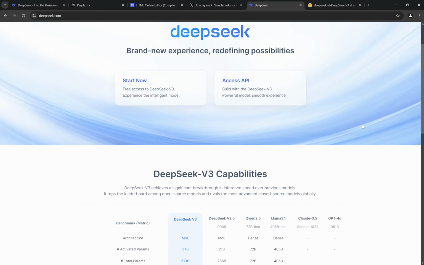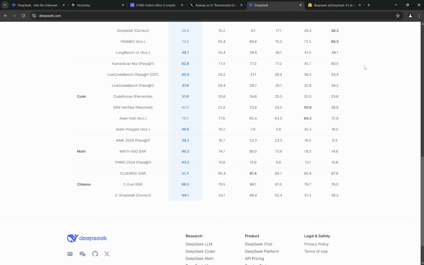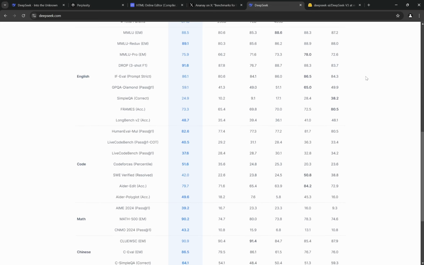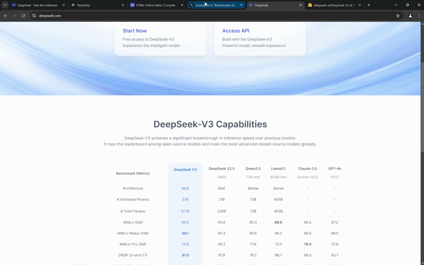So you can come to their website and you can look at these, and it is excelling in almost everything. It is better than Claude 3.5 Sonnet, it is better than GPT-4o, and pretty insane for an open source model. And somewhere I was looking into the training, and I think it cost them around 5.3 million. And it is crazy how they have achieved such great scores.